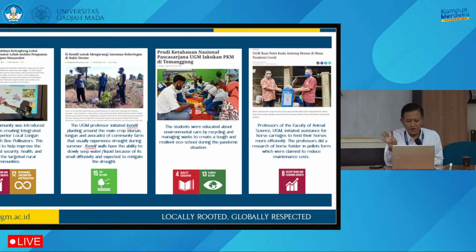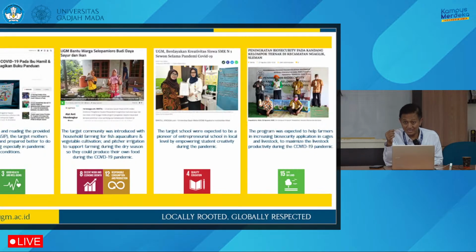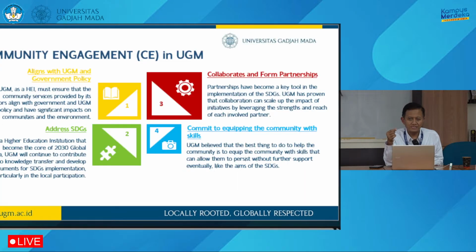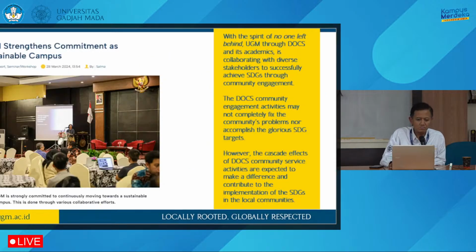Collaboration from the partnership and commitment of the community with some skills and knowledge, and then addressing the SDGs and alignment: UGM, the government policy is the framework, and also how we create the activities of community services to achieve the SDGs. This is the last presentation before I finish this slide.